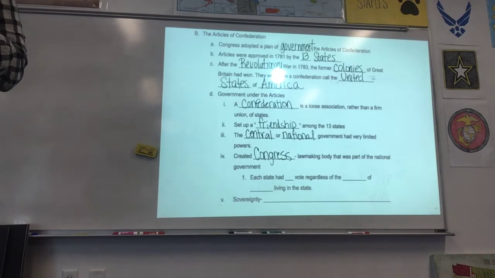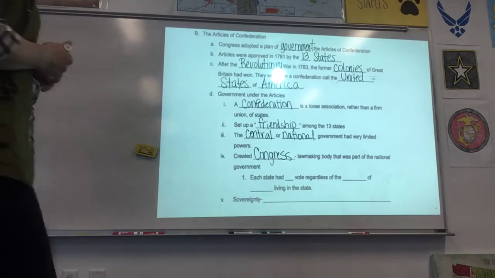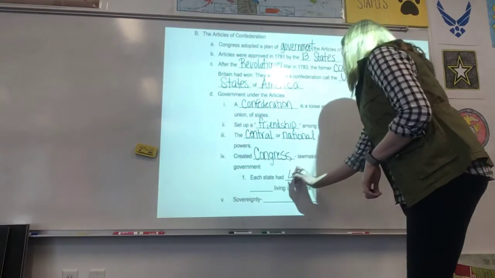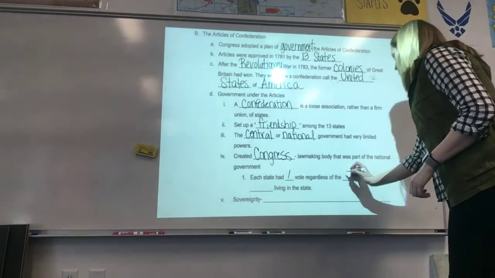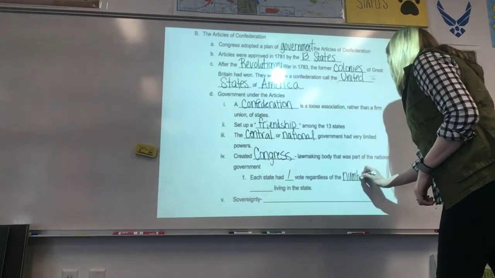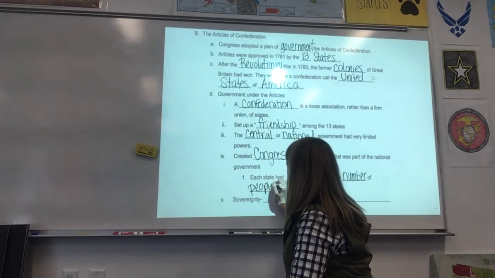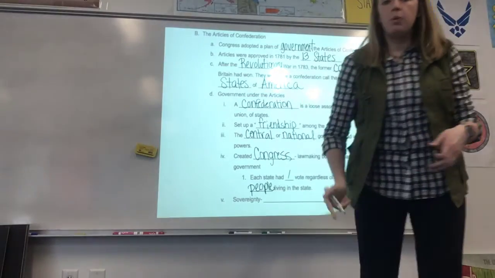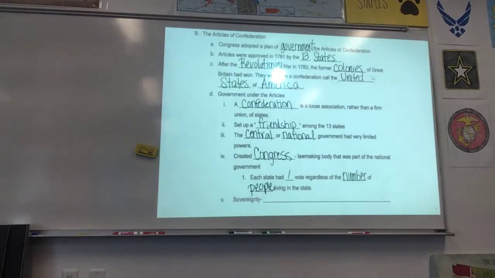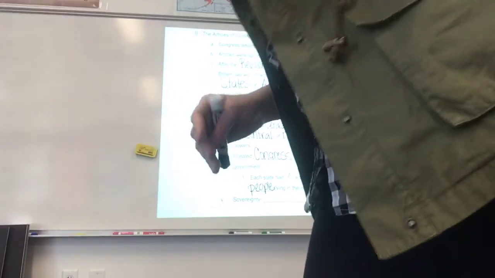With Congress, each state had one vote regardless of the number of people living in that state. The count of the number of people in an area, we call that the census. It's done every 10 years, and it just counts the number of people in an area. So during this time, in Congress each state had one vote, no matter how big or how small they were.